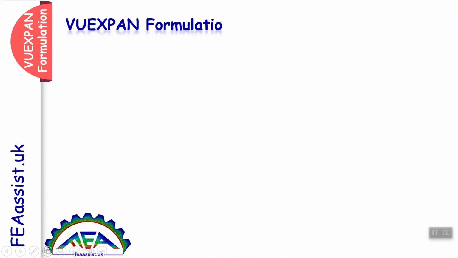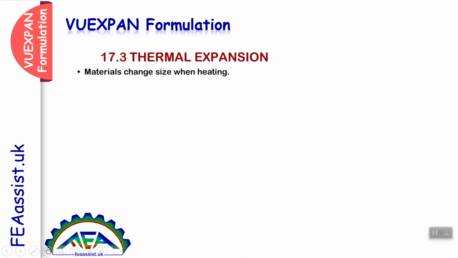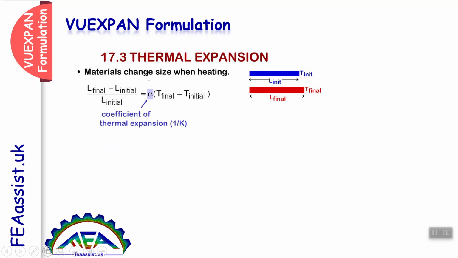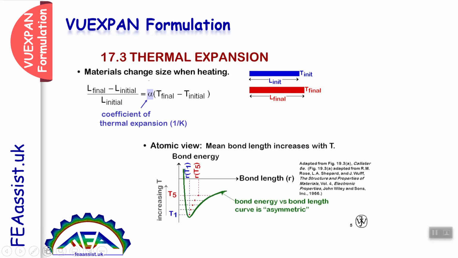VUXpand formulation. The materials change size when heating. In other words, if you increase the temperature of a sample, the length of the sample in all directions will increase. How much? It depends on thermal expansion coefficient. Why? If you have a look in atomic view, we will find that the distance of atoms increases in heating, and this is the reason of thermal expansion.